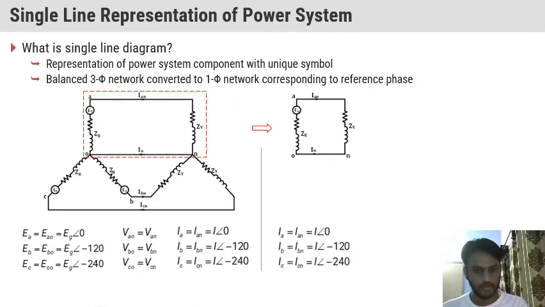So these are the currents, and how can we calculate this IAN?